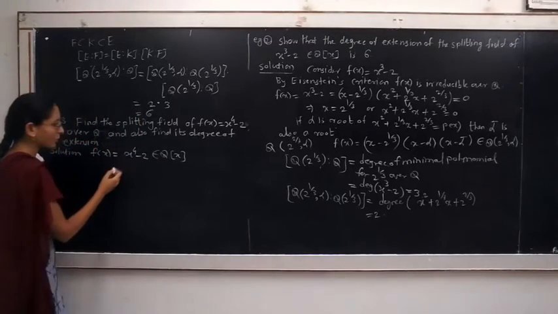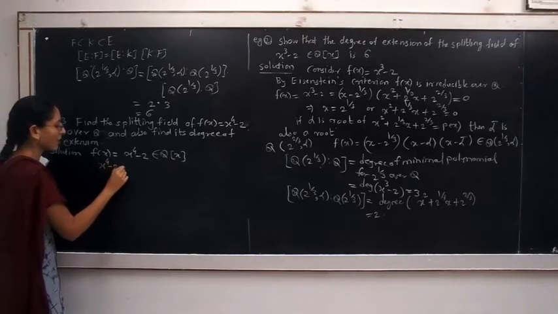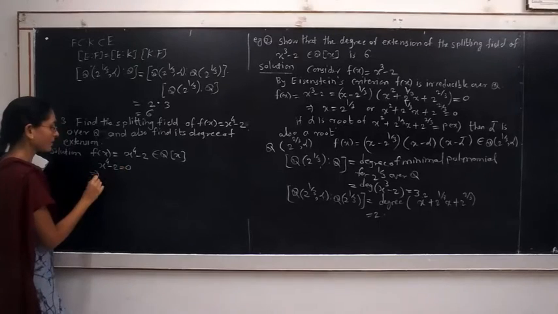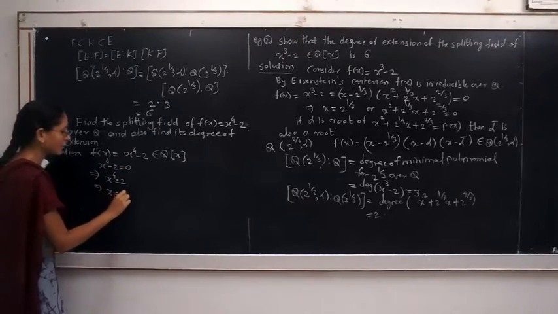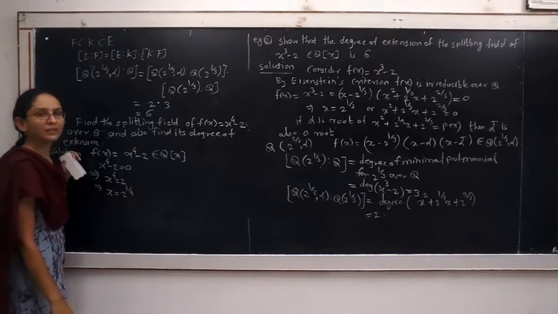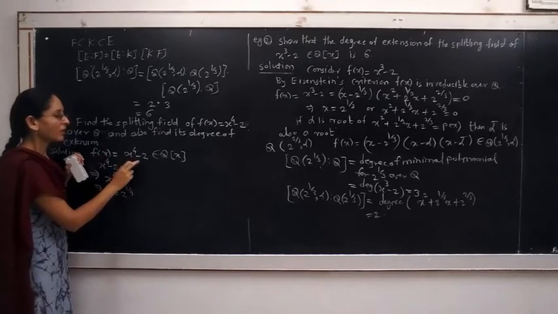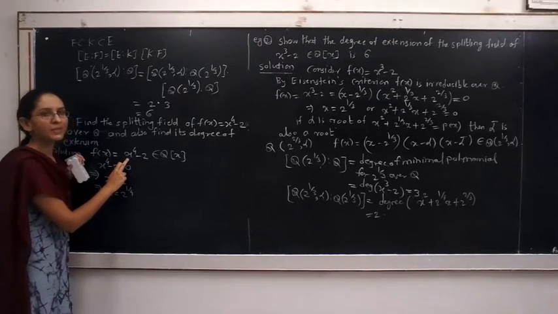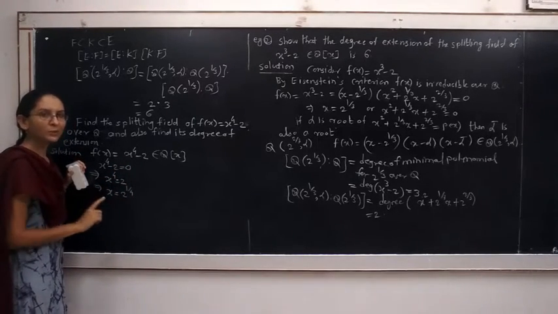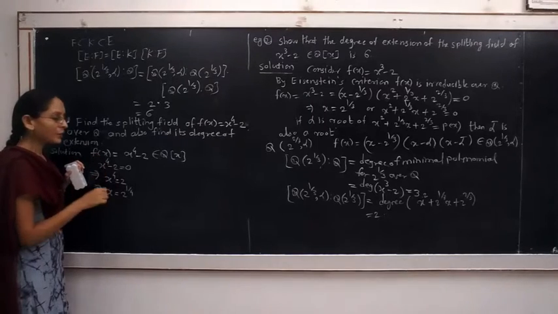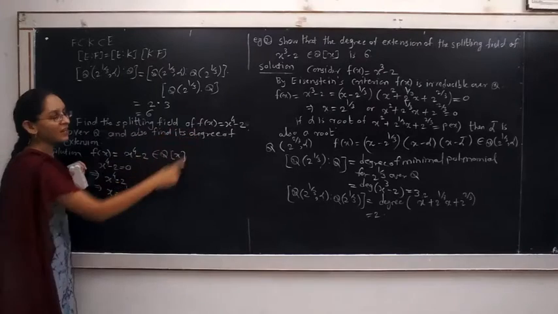For that, we have to find the roots of the polynomial f(x). Consider x^4 - 2 = 0. This implies x^4 = 2, which implies x = 2^(1/4). But the degree of f(x) is 4. Hence, the polynomial has at most 4 roots, maybe same or distinct. x = 2^(1/4) is only one root for the polynomial f(x). We need to find the other 3 roots because we want the splitting field of the polynomial f(x).